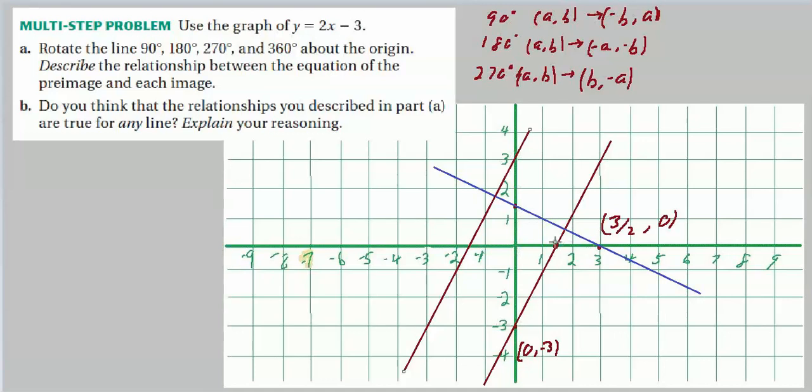This point swings around 90 degrees to here. This one swings 90 to here. And then we do it again. This one swings 90 down to here. This one swings 90 up to here. So you want to take a wild guess at where this is going to go if we swing it 90 degrees down?